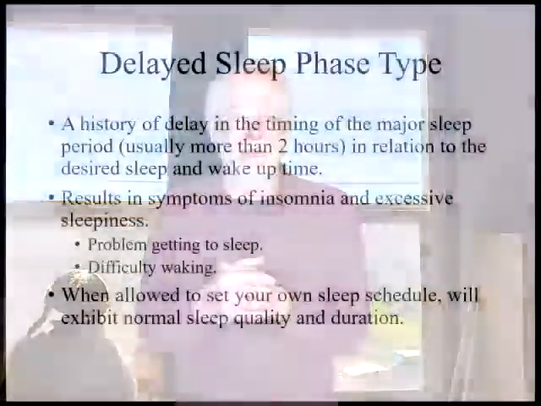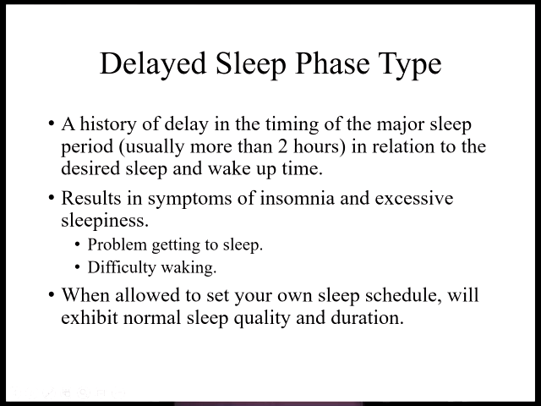Which is why on this last bullet here, it says when you are allowed to set your own sleep schedule, you show normal sleep quality. For some reason, your circadian clock, even though you want to go to bed at 9, says, nope, we're staying up till 11. But then you're still forced to get up at the same time, which obviously means you didn't get a full night's sleep.